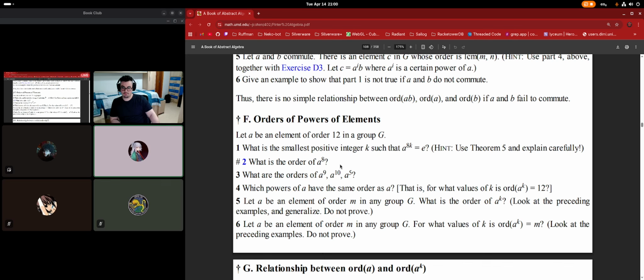Because we just saw that if you do a to the 8k with k equals 3, if you just factor that out, you get a to the 8 to the 3. Yeah, and this is going to be 4, this is going to be 5, and this is going to be 10, right? Not 10, sorry, 12.